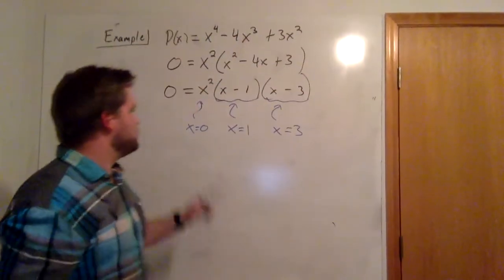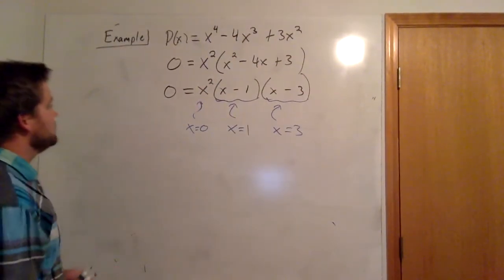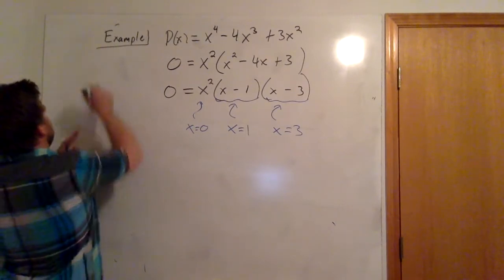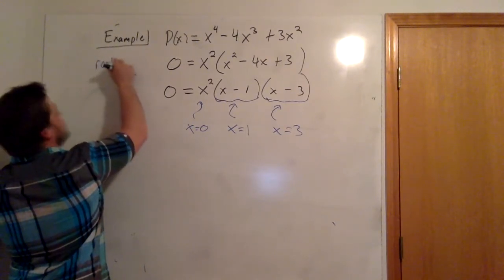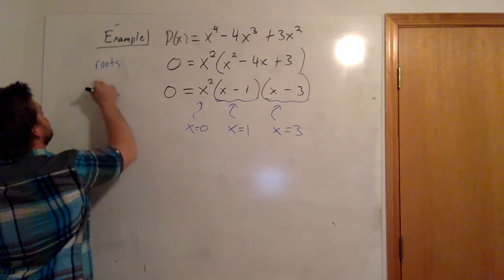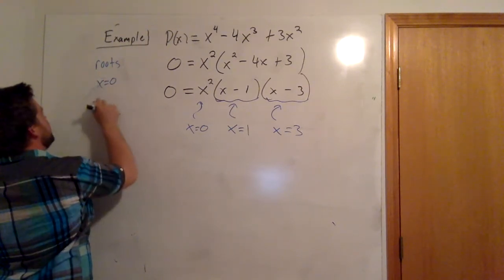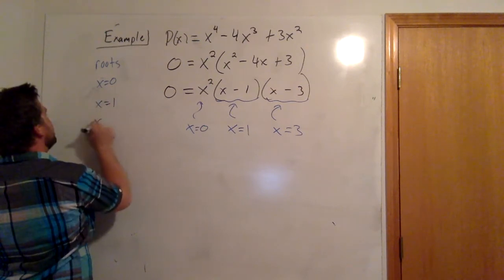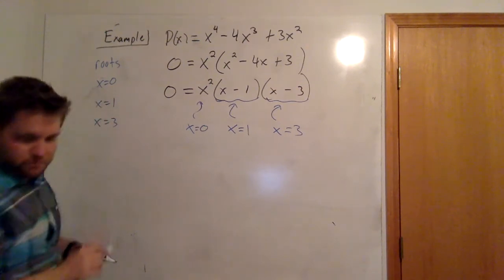Okay, perfect. So these are the roots. Okay, so let's write those down. Roots. We have x equals 0. We have x equals 1. We have x equals 3.